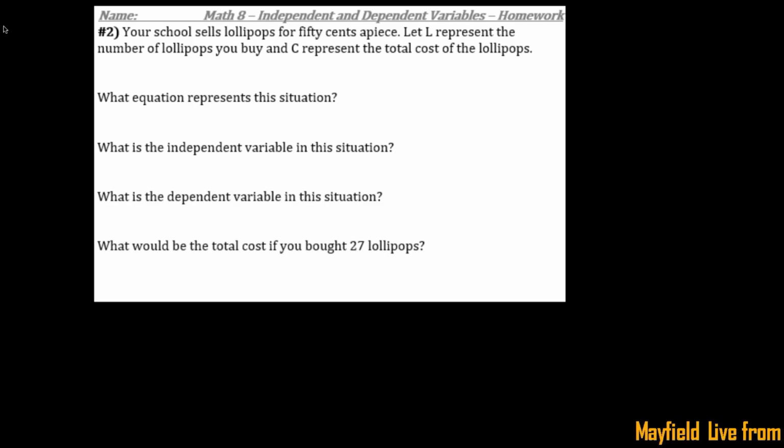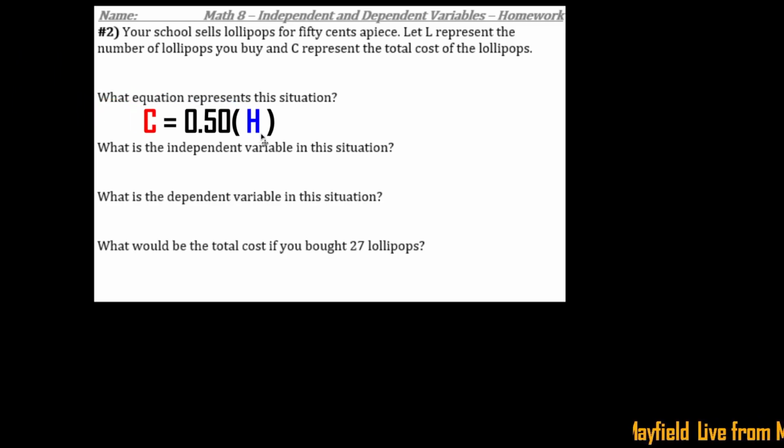For number 2, it says your school sells lollipops for 50 cents a piece. Let L represent the number of lollipops you buy, and C represent the total cost of the lollipops. Again, make sure you're seeing what the equation would be.